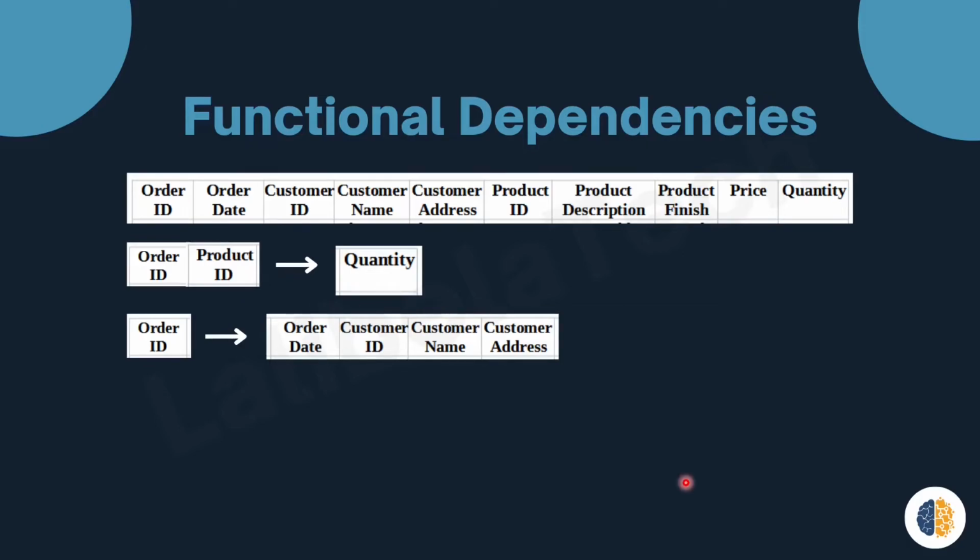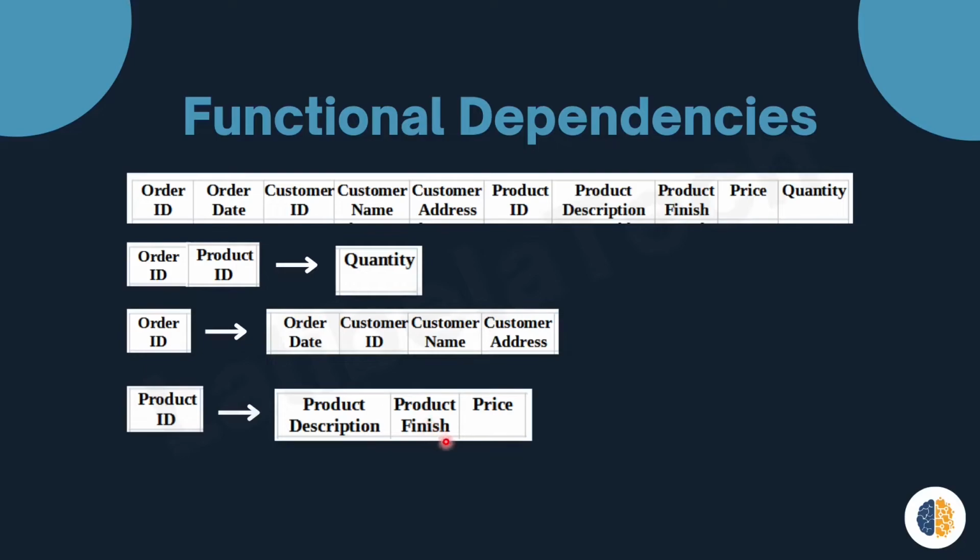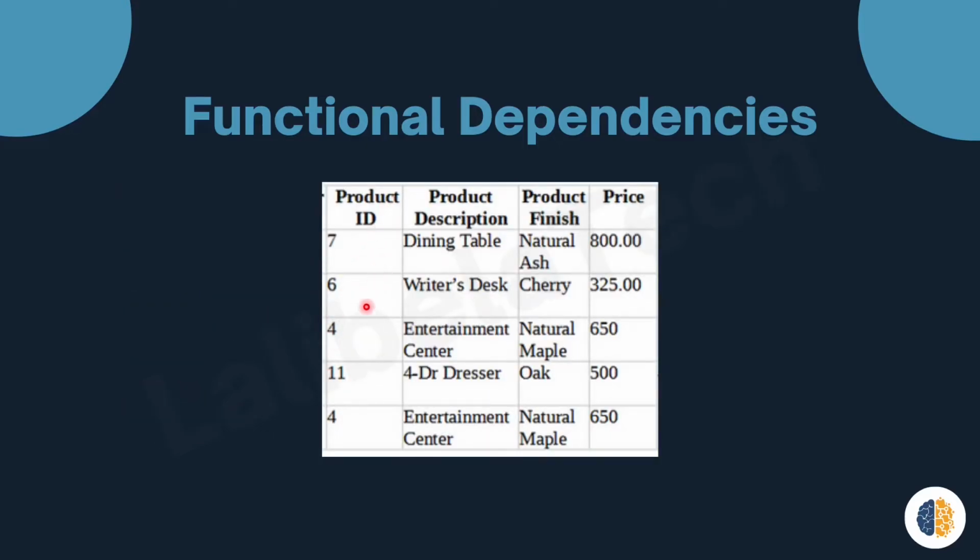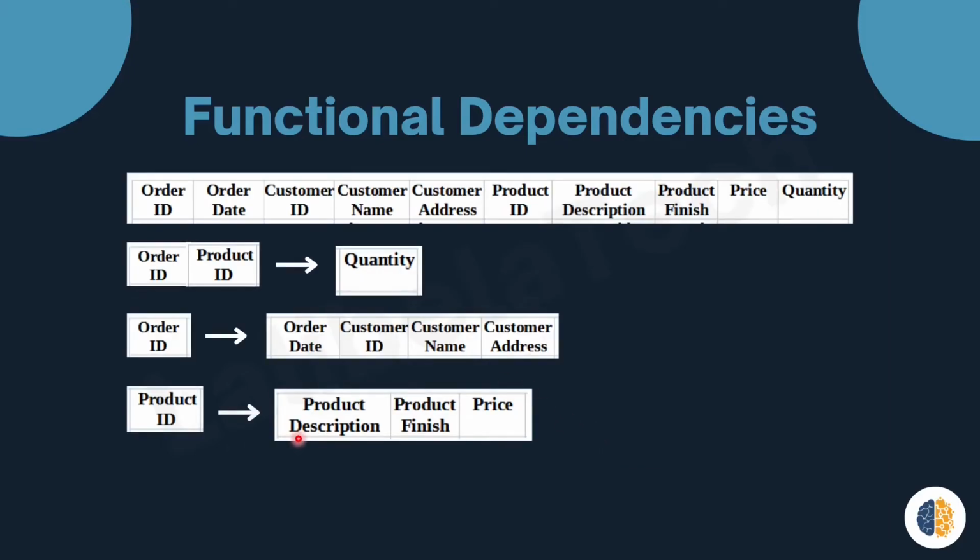Next, let us discuss dependency 3. Product description, product finish, and price are dependent on product ID. For example, the values of product ID in rows 3 and 5 are the same, so we are expecting product description, product finish, and price to be the same. As you can see, they are the same. But product description, product finish, and price do not depend on order ID. Just like dependency 2, we call this partial dependency.